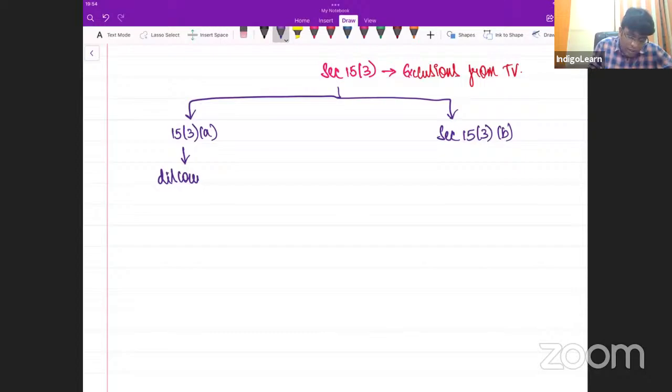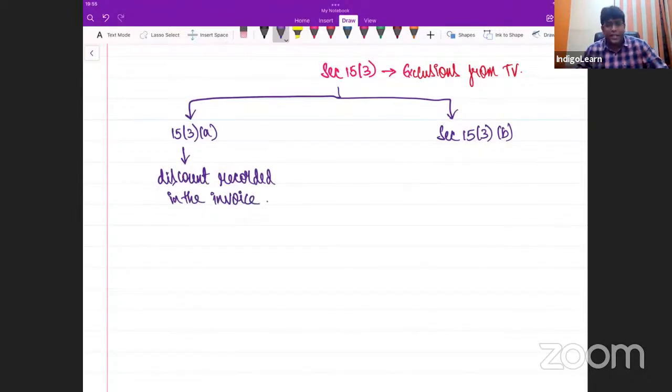15(3)(a) talks about discount recorded in the invoice. In the invoice itself, they gave some discount: trade discount, cash discount, quantity discount, turnover discount, rebate discount. In GST, it doesn't make a difference what type of discount it is, whether it is quantity or trade or cash. We don't know. But if discount is recorded in the invoice, that will reduce. Excluded from transaction value. So we have to reduce it. But the other one is most important.